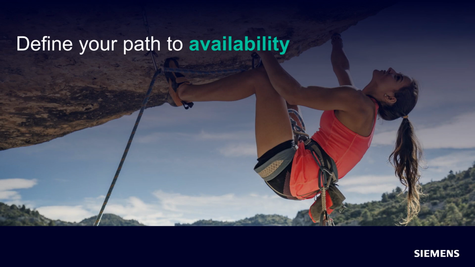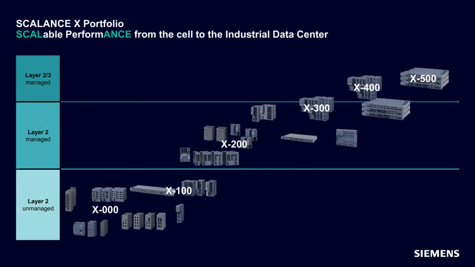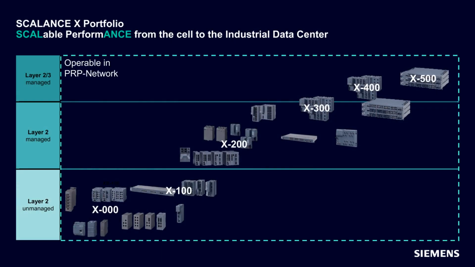These concepts aren't new. They've been standardized in IEC 62439-2 for over 10 years. So, when defining your path to availability, we have a Scalance X solution for implementing PRP in your network. Then you can look at our entire portfolio. All of them are operable within a PRP network.